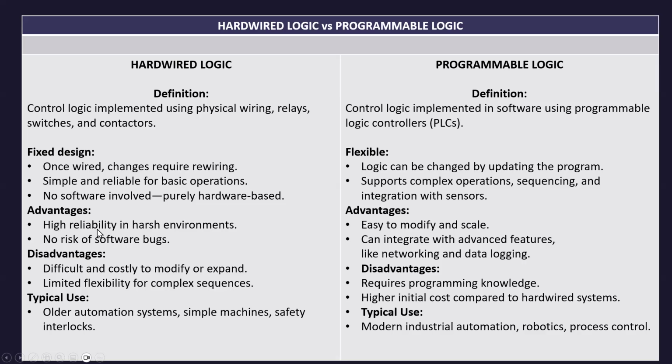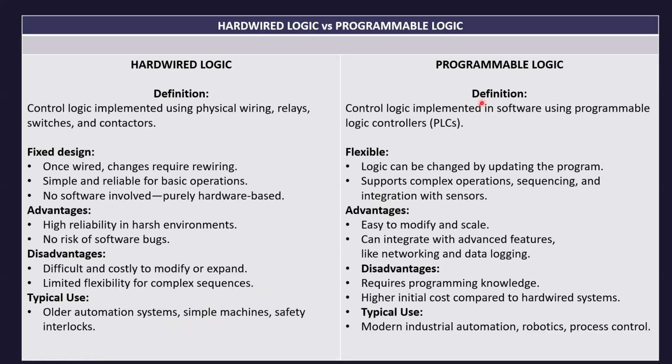Advantages: high reliability in harsh environments. No risk of software bugs. All right. Disadvantages: difficult and costly to modify or expand. Limited flexibility for complex sequences. Typical use: older automation systems, simple machines, safety interlocks. Still being used, but not on the high-end production lines, for example.